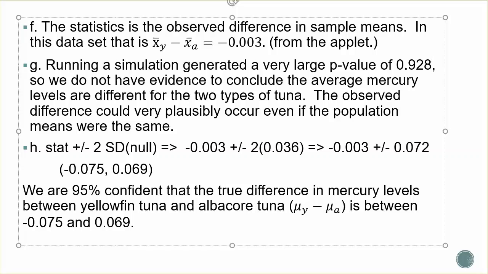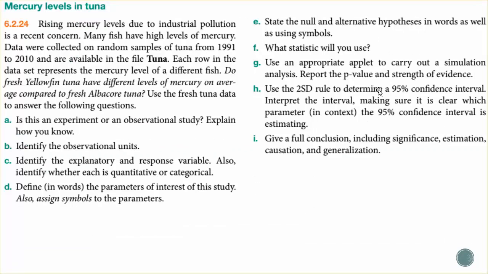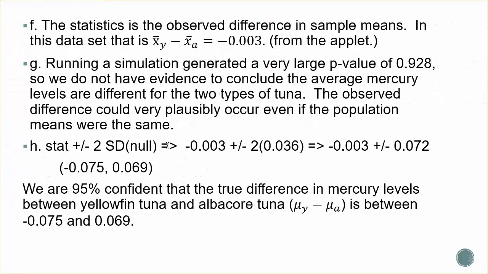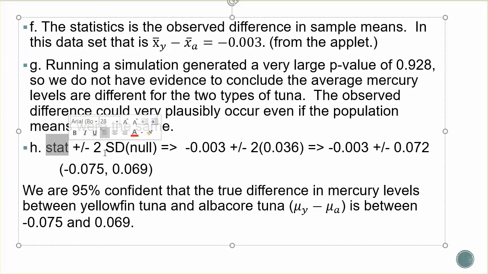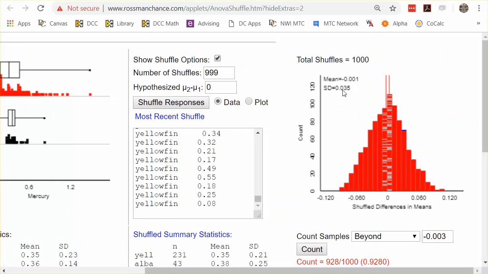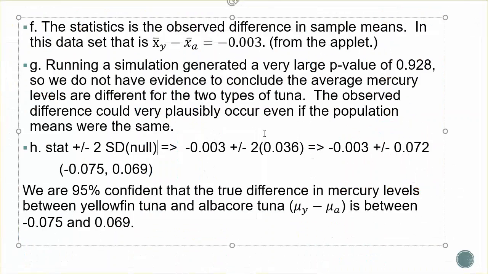And then question H says, make a confidence interval. All right, so we can do that. Our formula is our statistic, which is our observed difference, plus or minus 2 times the standard deviation of the null distribution. If you go back, what is the standard deviation? 0.0035. I think it was 0.0036 the last time I ran it. So if you double that, you get 0.072. And if you add and subtract that to negative 0.003, you get these two numbers, and that's my confidence interval.